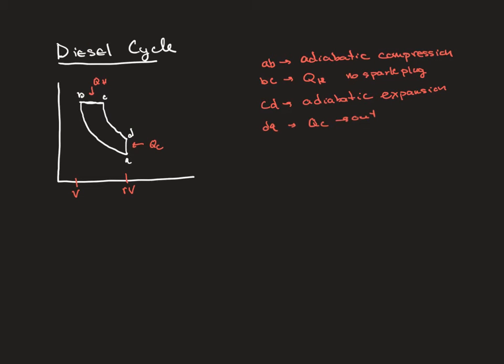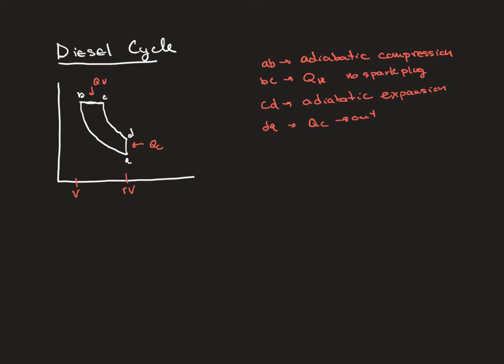In this next section, we're going to discuss the diesel cycle. The diesel cycle is different than the Otto cycle. So from A to B, when we have our adiabatic compression, there's no fuel yet. The fuel is not injected until we get to B. And for B to C, we have isobaric expansion, and then from C to D, we have adiabatic expansion.